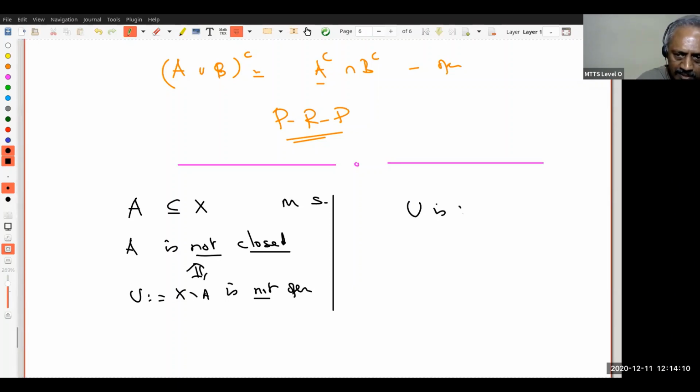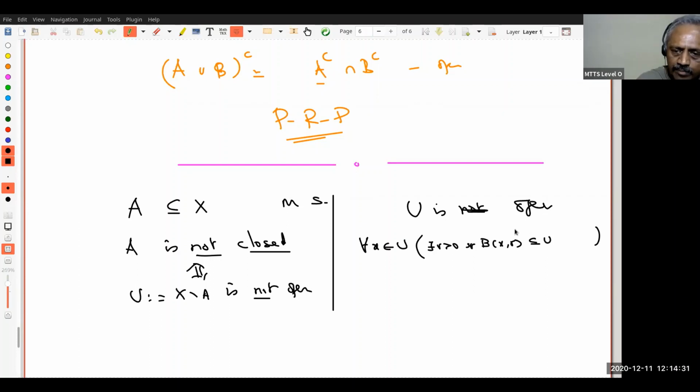U is not open. What does it mean? If U is open, what is the meaning? For every x in U, something must be true. What is true? There is an r positive such that B(x,r) is contained in U. You understand this? This must be true. So if U is open, then for every x, let's not worry about what this is, this is some statement. This statement is true. So if U is not open, what does it mean?